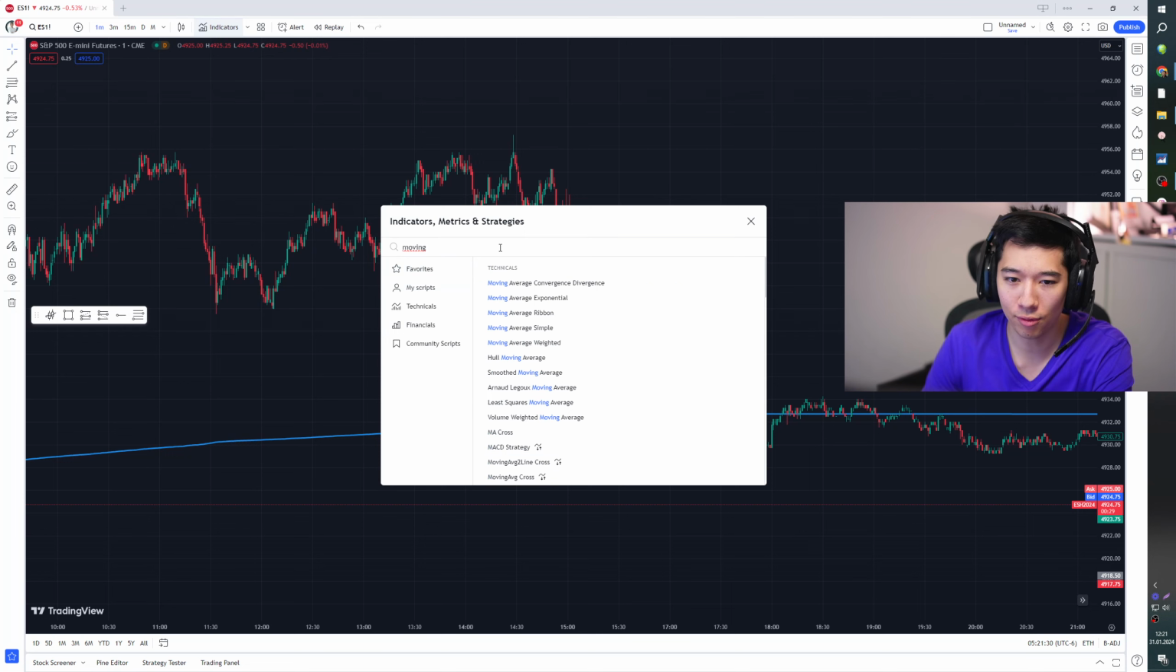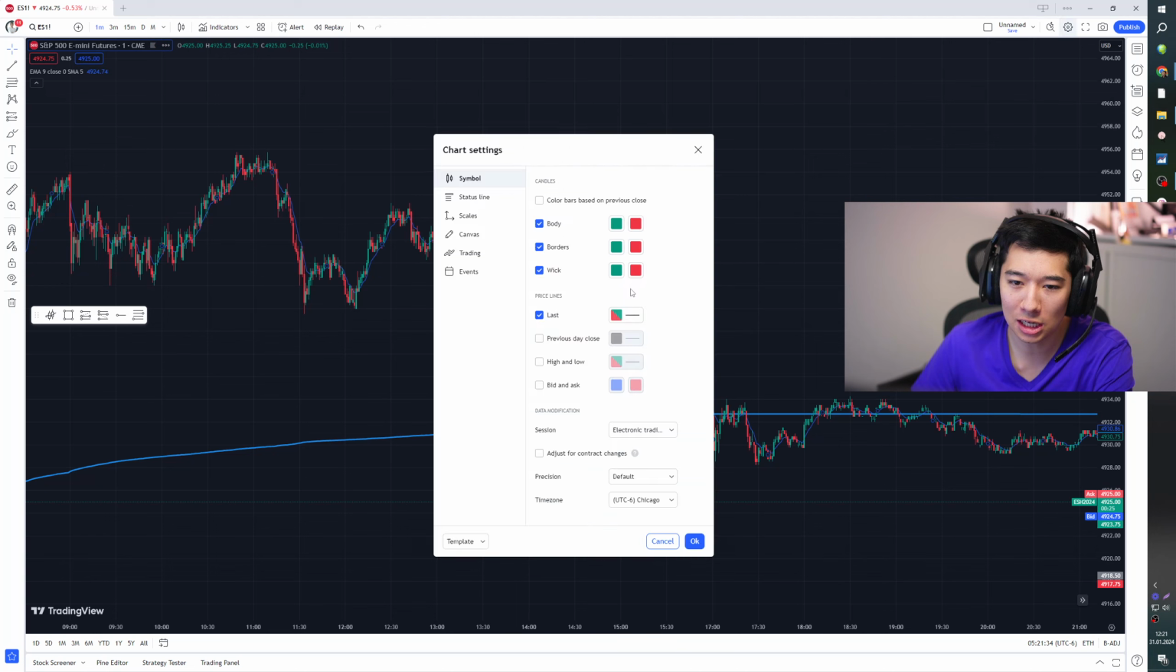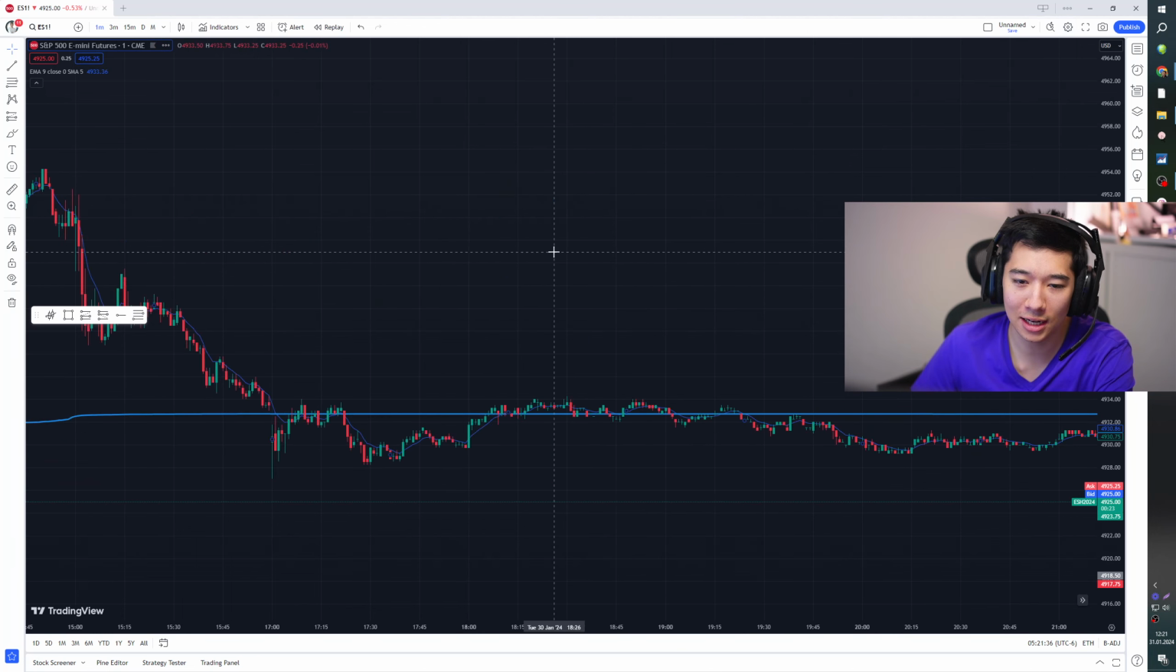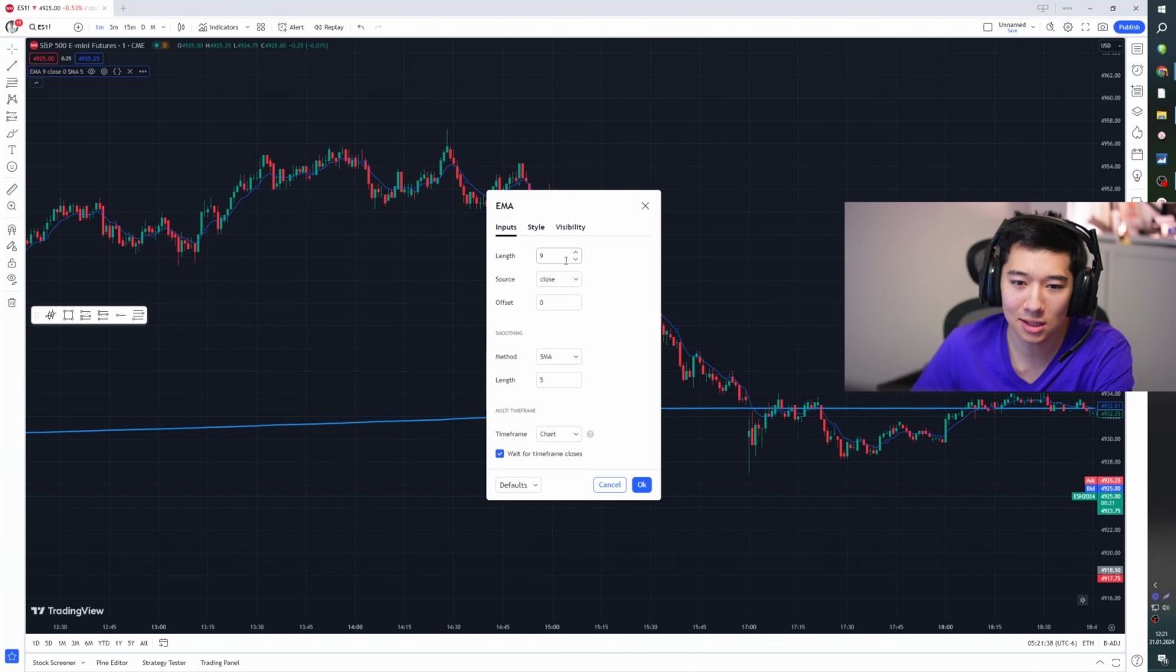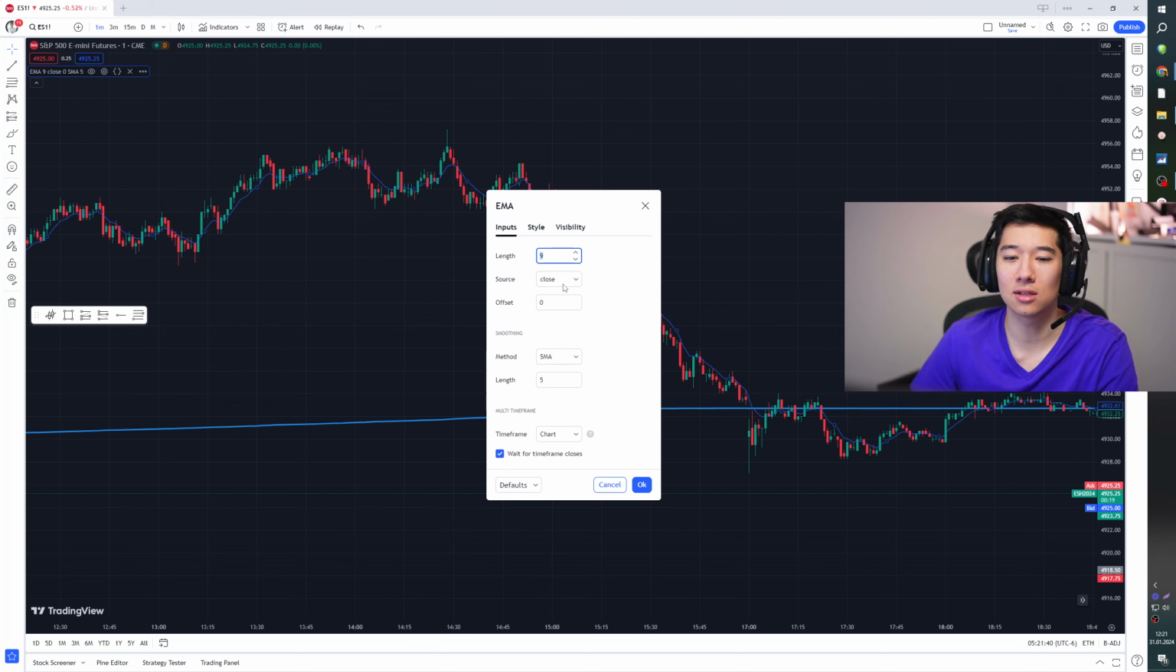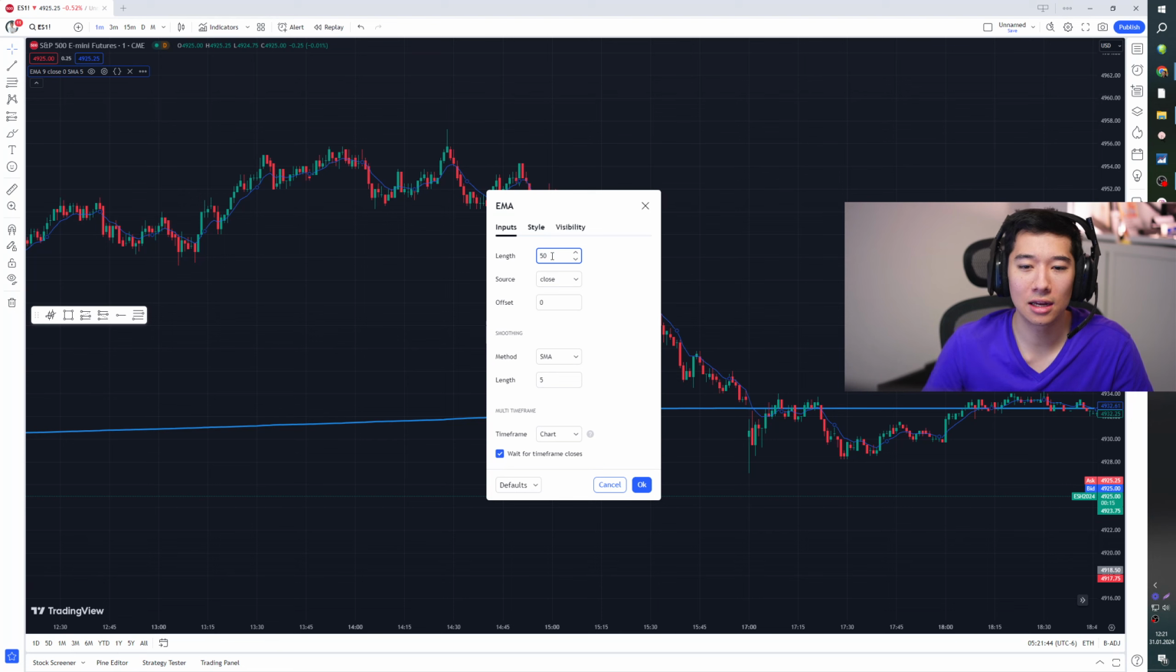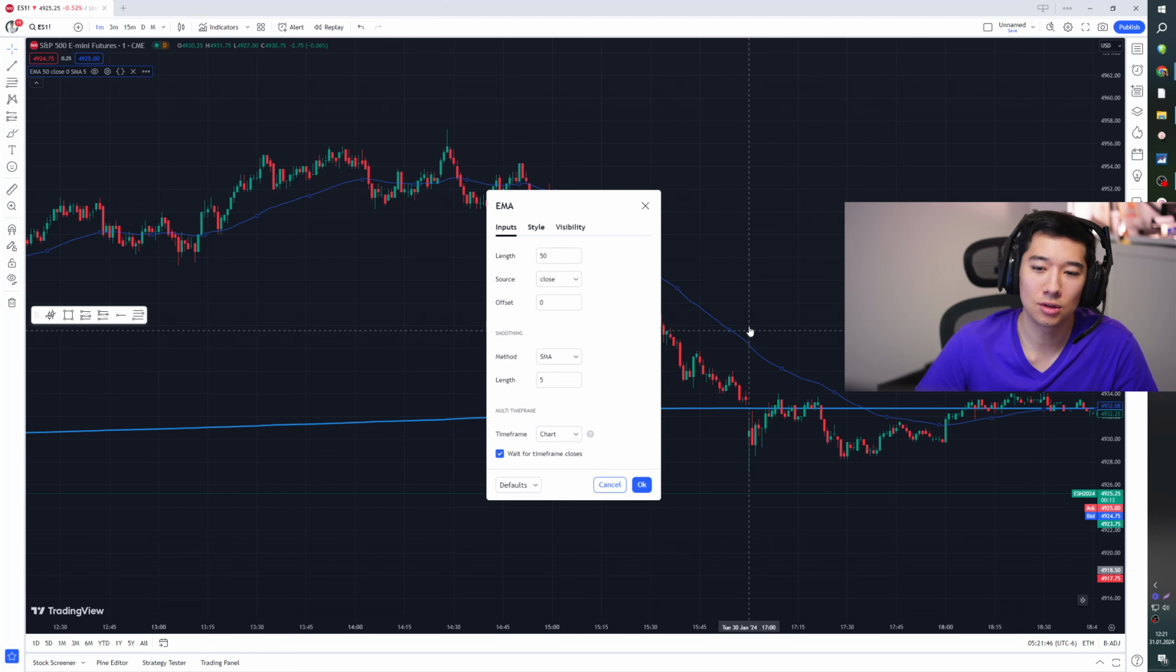Look at this example. Moving average, we go into exponential for example, and the exponential moving average we can see here is calculated within the last, this is standardized, within the last 9 candles minimum. So you can also put this one to 50 or to 100 to get a bigger moving average, as you can see here for example.